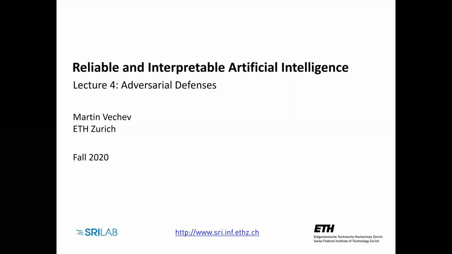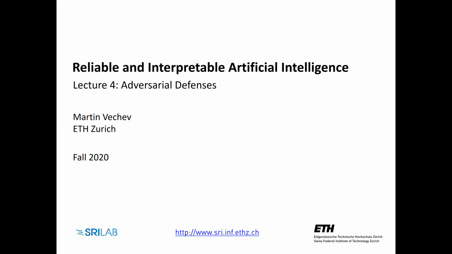This lecture 4 is going to be about adversarial defenses, or mechanisms and algorithms which we can use to produce networks and models that are less susceptible to adversarial attacks. So they are more robust to finding adversarial examples.